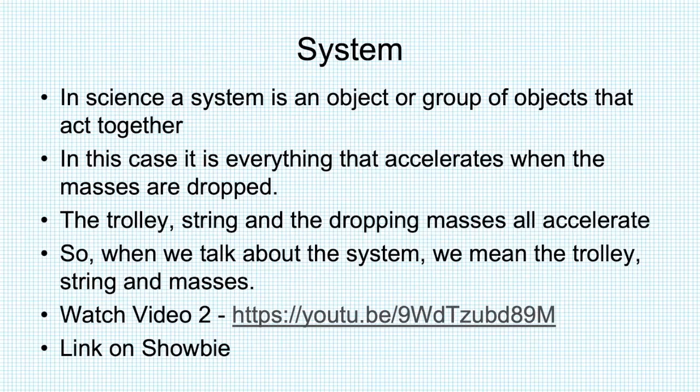Okay, so an important definition: system. In science, a system is an object or a group of objects that act together. In this case, it's everything that accelerates with the masses that are dropped. So it's the trolley, the string, and the actual masses that are moving. When we talk about the system, we mean all of the things that are moving at once. Even though they're not all moving in the same direction, they're still all accelerating at the same rate. So while the direction might be different, the magnitude will be the same for everything.